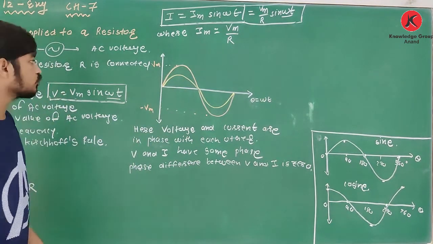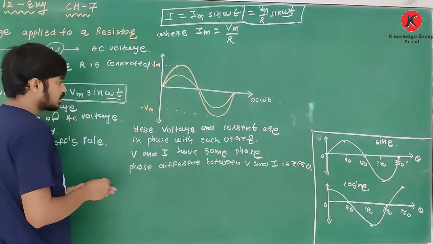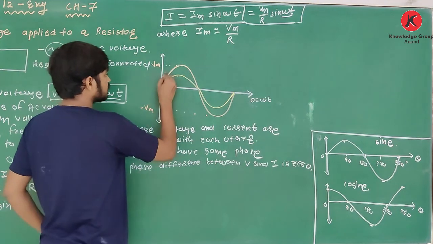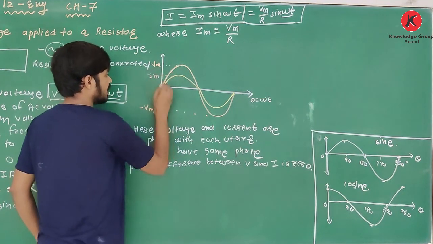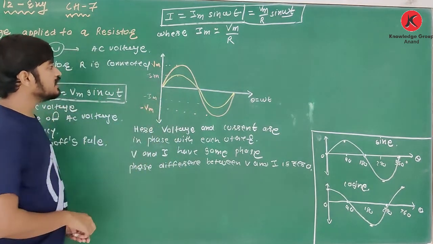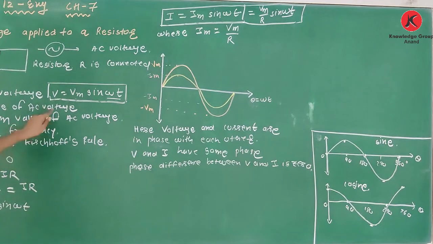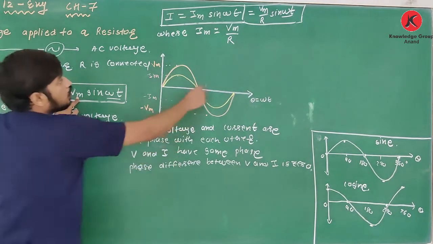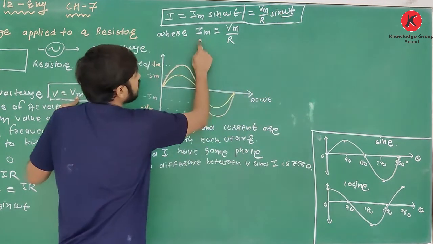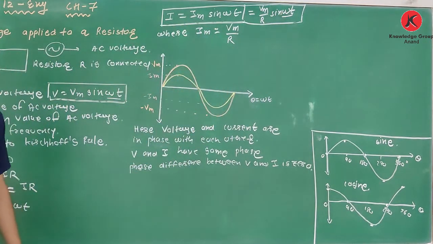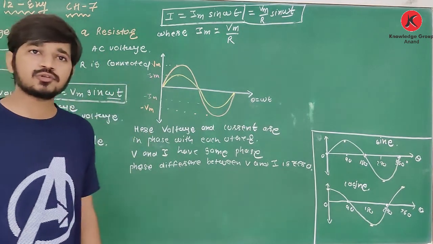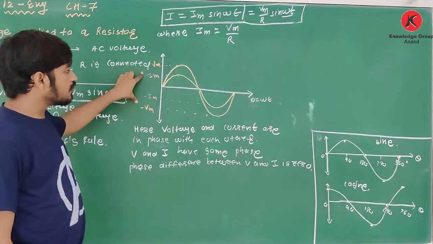Now, there is one difference between voltage and current. This is the maximum value of voltage. This is the maximum value of current, that is Im. And here this value is minus Im. Then why is Im less than Vm? Obviously, see, V is equal to Vm sine omega t, whereas I is equal to Vm upon R sine omega t. Im is equal to Vm upon R. That's why Im is less than Vm. Clear about this? So yes, you have to draw this graph.